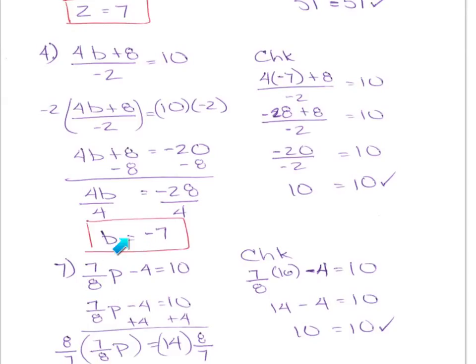Now to check your work, same thing. You're going to substitute b is equal to negative 7 into your original equation. So you substitute it in, you're going to end up with 4 times negative 7, that gives you negative 28. Negative 28 plus 8, that gives you negative 20. Negative 20 divided by negative 2, negative divided by a negative gives you a positive. In this case, it's a positive 10. That's equal to the right-hand side with a positive 10 also. So you know that for problem 4, b is equal to negative 7.